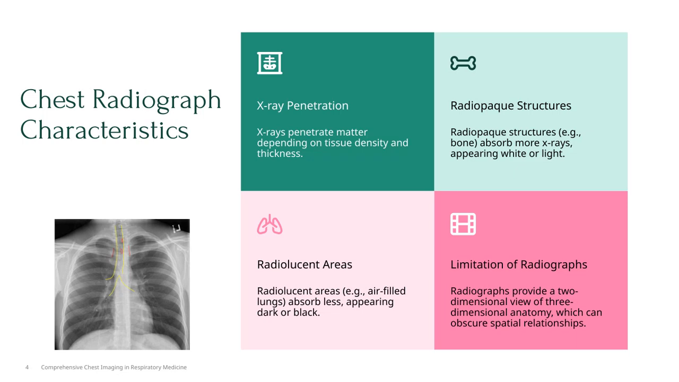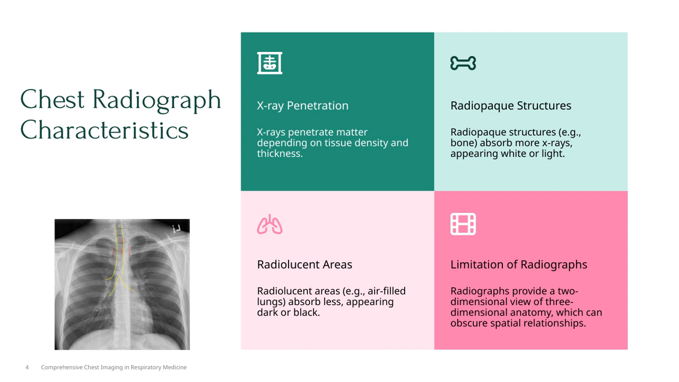Let's talk about X-ray penetration, which is fundamental to understanding chest imaging. X-rays penetrate matter differently depending on the tissue density and thickness. That means denser tissues, like bones, absorb more X-rays, while less dense areas, such as air-filled lungs, allow more X-rays to pass through. Now, these less dense or radiolucent areas, think of the lungs filled with air, appear darker or black on the radiograph because they absorb fewer X-rays. This contrast helps us distinguish different structures within the chest.